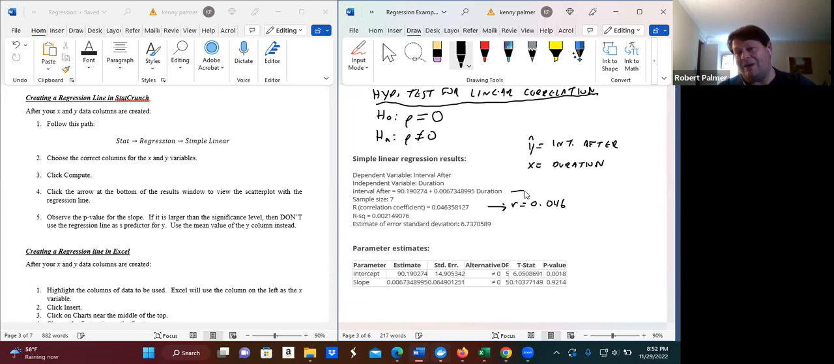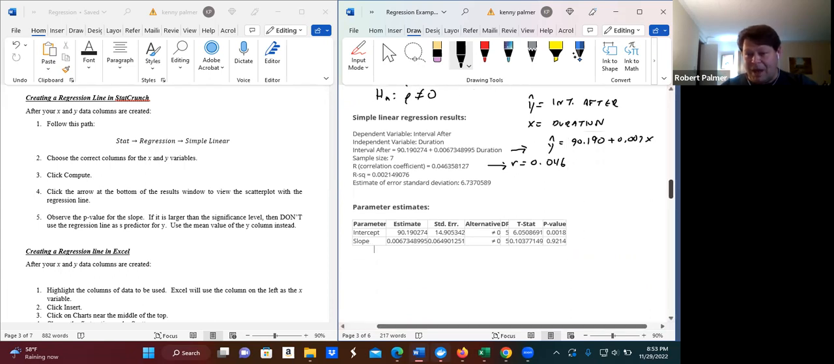And so then our straight line is going to be y hat equals, I'm just going to say to 3 decimal places here, to be consistent, 90.190 plus 0.007 x. Okay, that's our best fit line. That's that red line we saw in the graph. Let's take a look at a few more things we have.